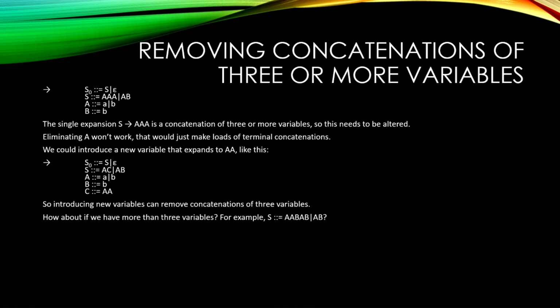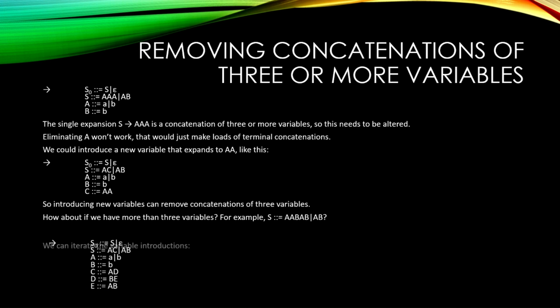How about if we have more than three variables? For example, S expands into AAB. So if there's three A's, then we introduce C. What might we be able to do with more of them? A three and n minus three expansion. Yes, I believe that could work. But for an expansion into three variables, we introduce one variable. Yes, and then split those until you get a bunch of two or less, effectively.